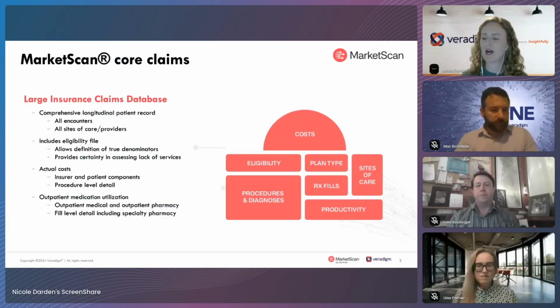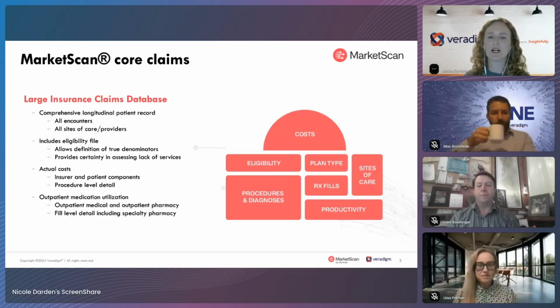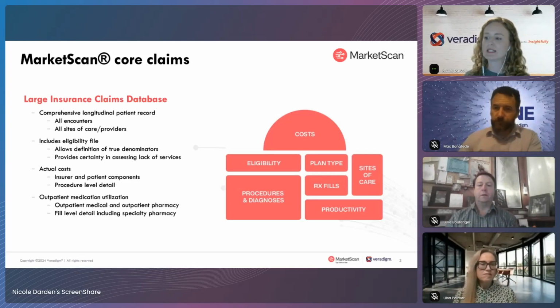So I'm going to start by talking about MarketScan. MarketScan is patient-level closed claim data from over 350 large self-insured employers. It looks like from the poll, a number of you have experience with MarketScan data, so that's amazing. This data captures all healthcare services. It spans inpatient, outpatient, as well as pharmacy claims. There is an eligibility file, so you can really understand who did not have a service to facilitate more accurate numerator and denominator estimates, and really assess maybe a lack of service.